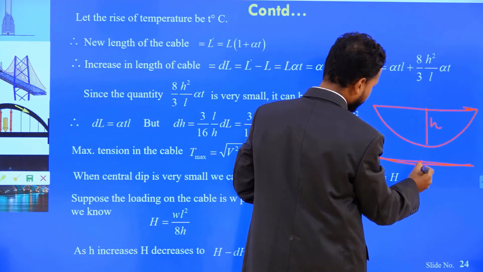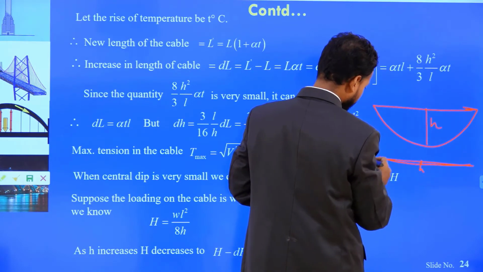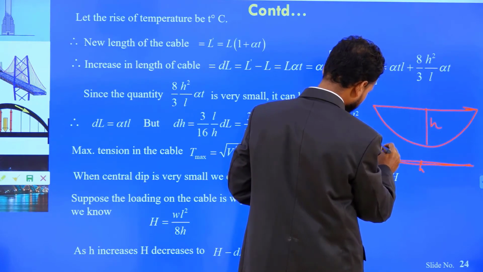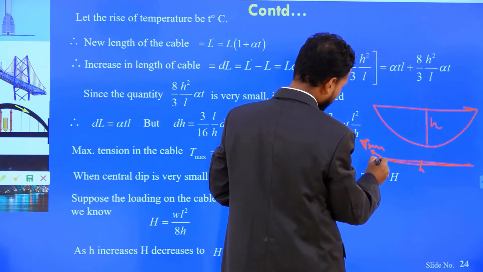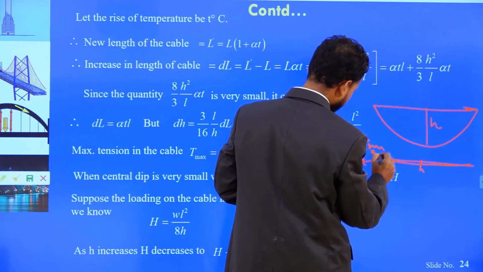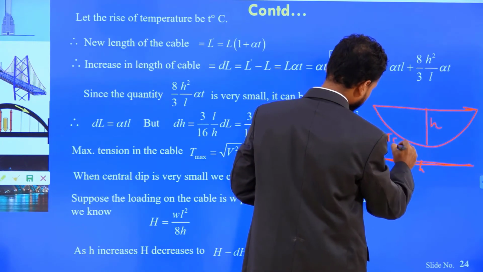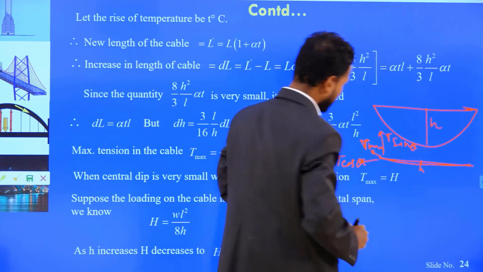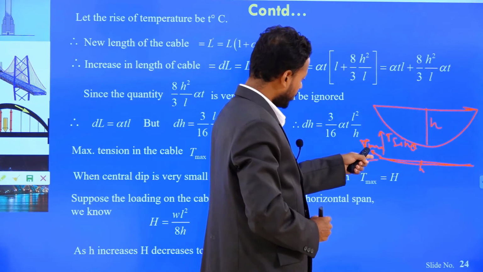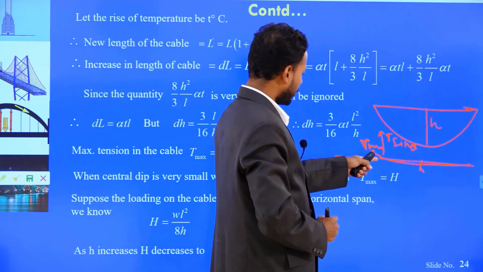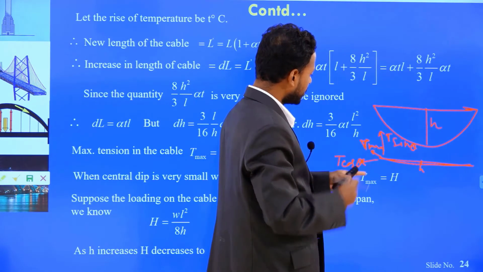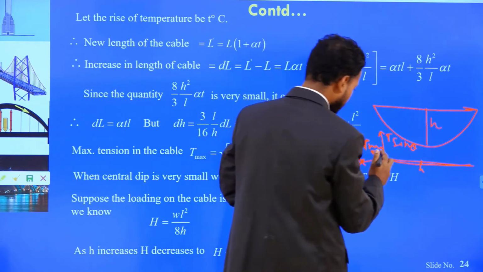Due to the very negligible deep, the T max will have two components. One is T cos theta and another is T sin theta. Along the length of the cable, the T max will occur. So if we divide this T max into horizontal component T cos theta and vertical component T sin theta, so what shall be done?